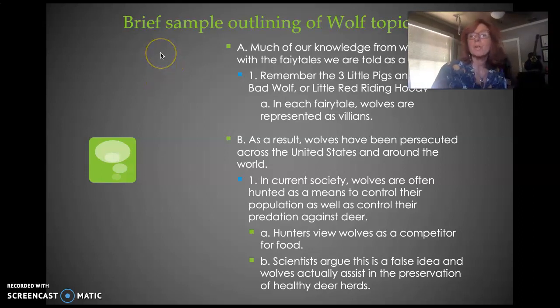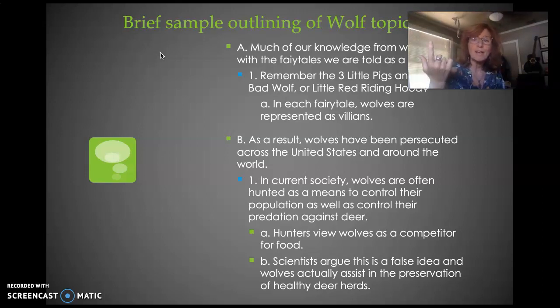So I would say much of our knowledge of wolves starts with fairy tales that we are told as a child. Remember the 3 Little Pigs and the Big Bad Wolf or Little Red Riding Hood? In each fairy tale, wolves are represented as villains. Now, do you hear my voice in that? It's conversational. I could be saying that exactly as a speech.